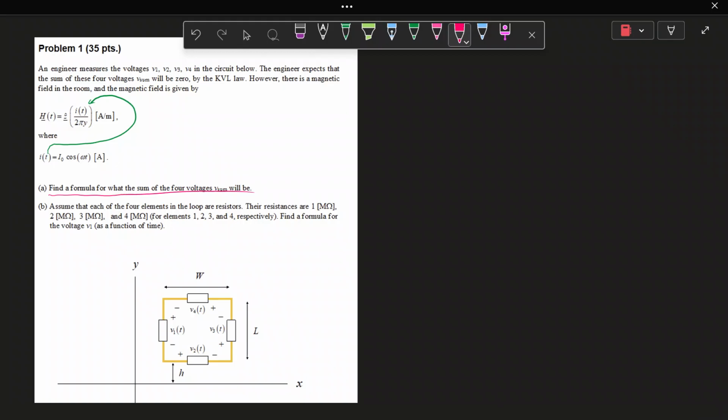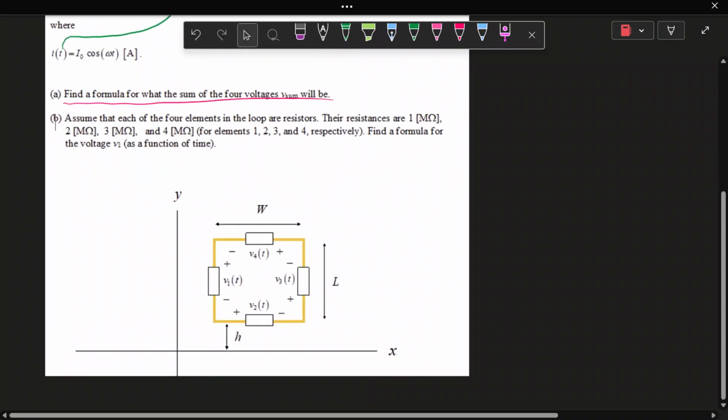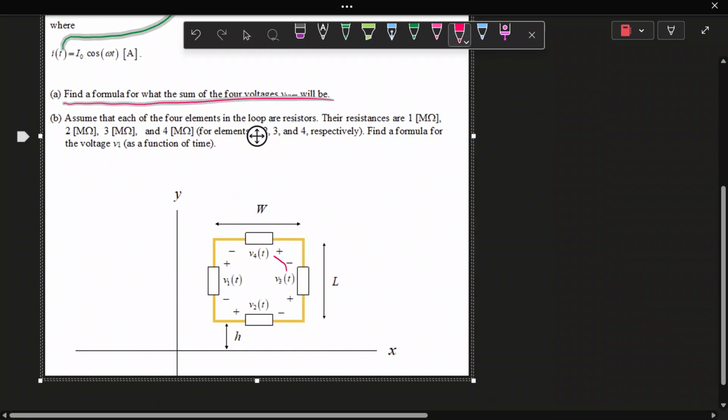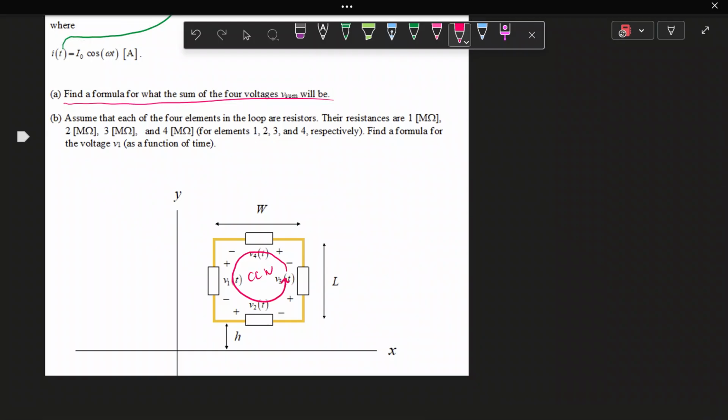The way we're going to do this is choose a closed path. Of course, KVL is the sum of the voltages on a closed path. So we're going to choose a closed path, and we're going to go counterclockwise, like this. You could choose clockwise. This is up to you. What will happen is the polarities will change, but your answer will not.